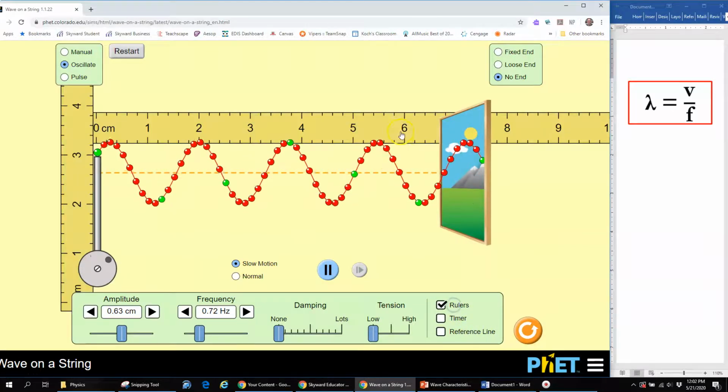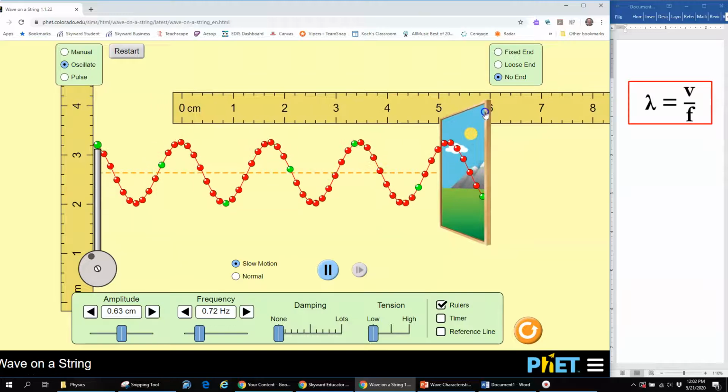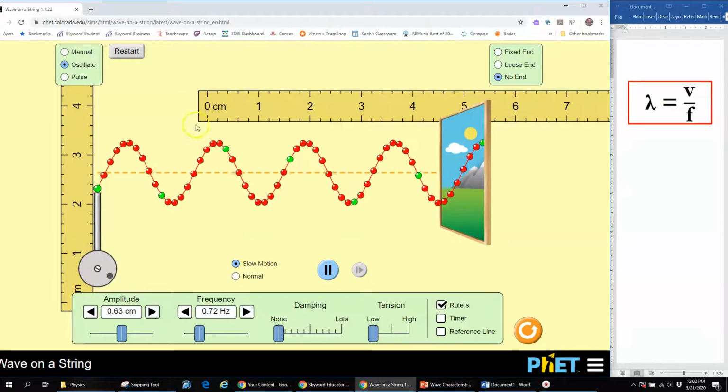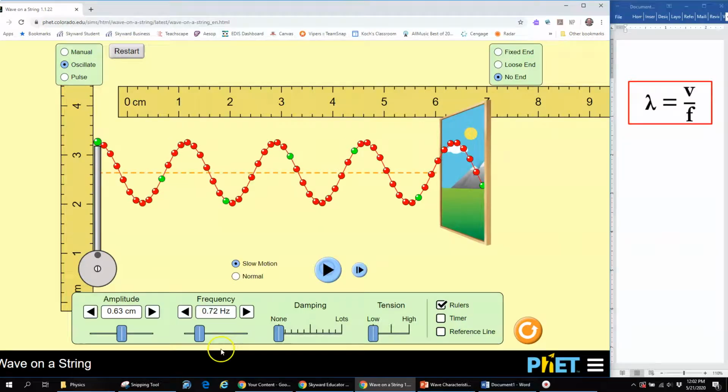So if I put a ruler out here, looks like my wavelength is about 1.6, 1.7. Perfect. Okay. Now what would happen if I then doubled the frequency?